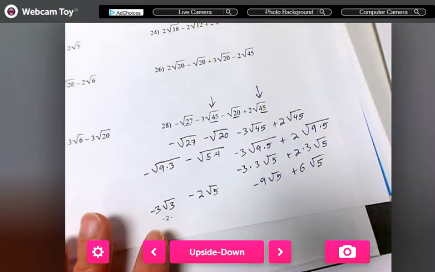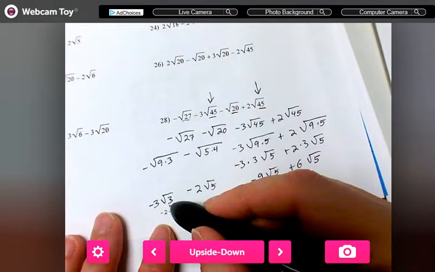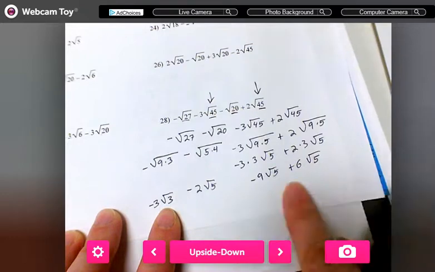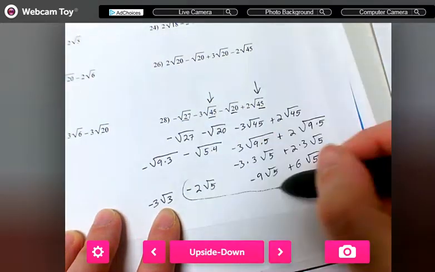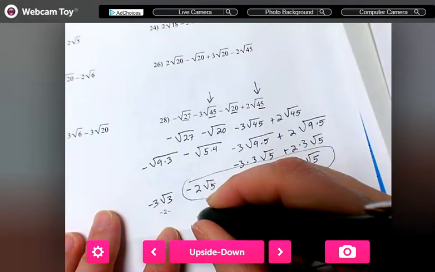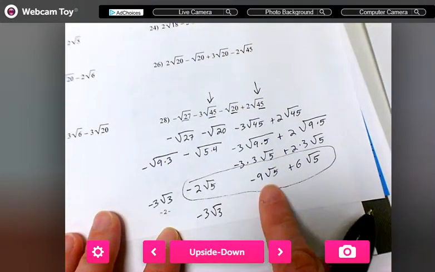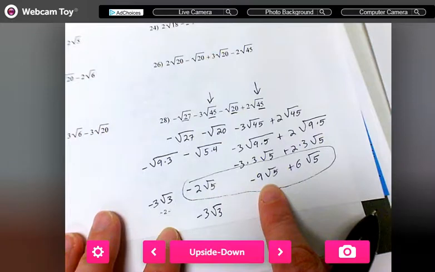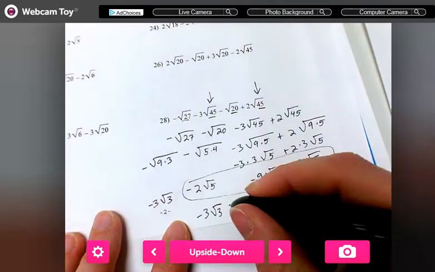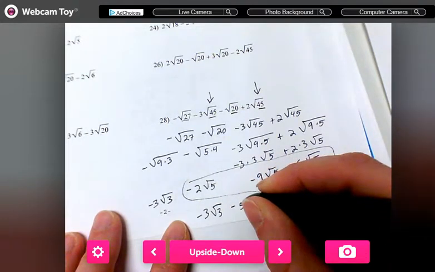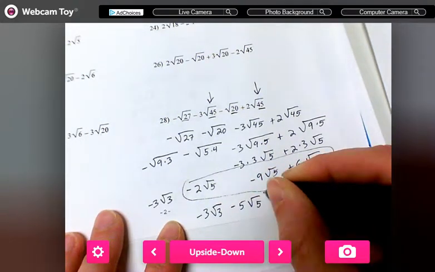Okay, now let's look at which ones we have the same. The square root 3 doesn't do us any good because none of those have square root 3 in them. But all three of these I could put together. So I'm going to bring that negative 3 square root 3 down. Negative 2 and a negative 9 makes negative 11, right? Plus 6 gives me negative 5 square root 5. That's my final answer.